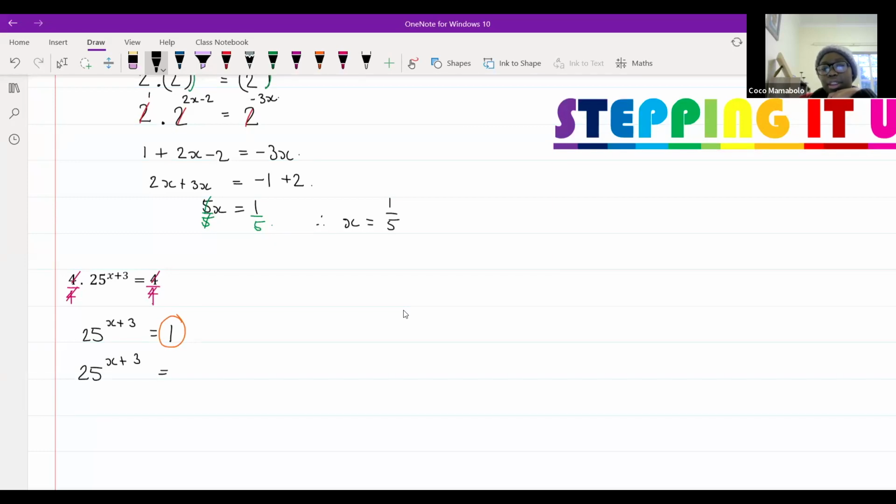Oh, but there's an easier number than 5. What is the base on this side already? The base on this side is 25, right? All I need is the same base. It doesn't matter that it's not a prime number, guys. It doesn't matter. I can just change 1 to 25 to the power of 0. Do I not have the same base on both sides? You do. So I can just do that. I can cancel those two. Therefore, x plus 3 is equal to 0. So what is x then equal to? -3. Negative 3. Absolutely, -3.